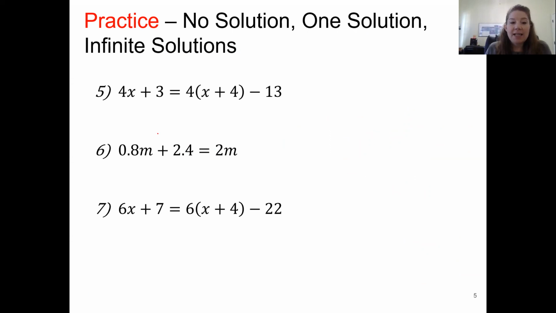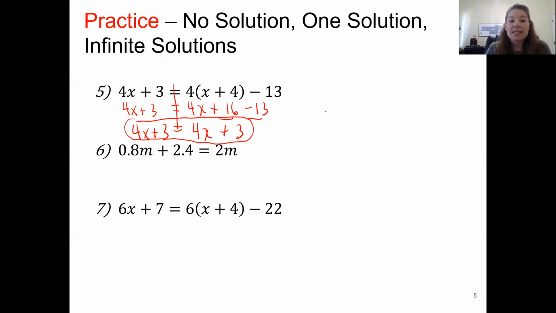All right, so number 5, did you guys use the distributive property? Hopefully you did first. So 4 times x is 4x. 4 times 4 is positive 16. So now we can combine these like terms. So we have 4x plus 3 is equal to 4x plus, what, 16 minus 13 plus 3. All right, if we continued on and canceled out the 4x's, we'd get 0 on both sides. We'd get 3 equals 3, which is true. So once you find out that you have the exact same equation on both sides of the equal sign, you can stop and you know the answer is an infinite number of solutions.